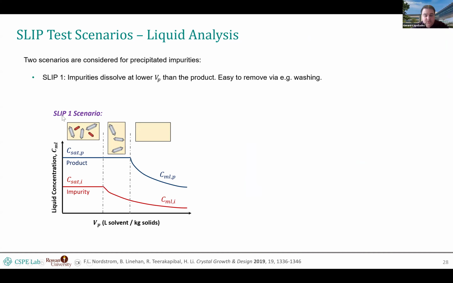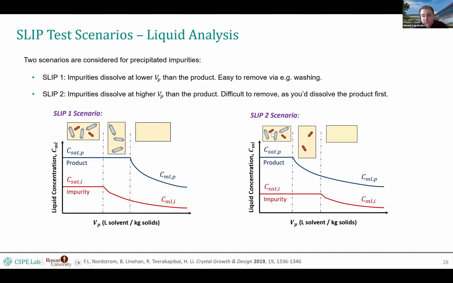One of them is what's called a slip one scenario. You end up having the mixture of the two, but the impurity dissolves first. And the other case is when the impurity dissolves second, right? That's what happens when the impurities are either in very high amounts or in very, very low solubilities, typically the second, right? But that's important when it comes to process design. I'm going to cover that in a moment, right?